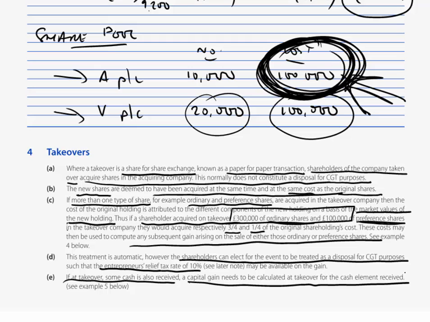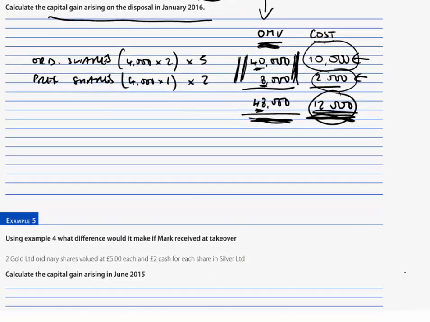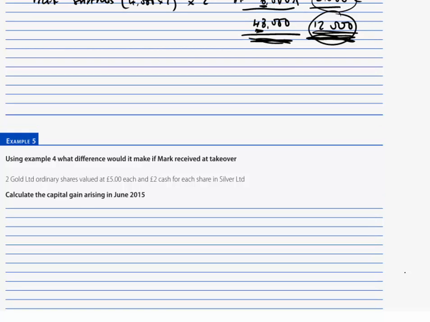Now, in fact, this is no more difficult than what we have just done in example 4. All it will require is exactly the same working as we just did. It is just that cash will be in there rather than one of those types of share. So let's move on and look at example 5. If I could ask you to have a little read through example 5 and familiarise yourself with that information, please.